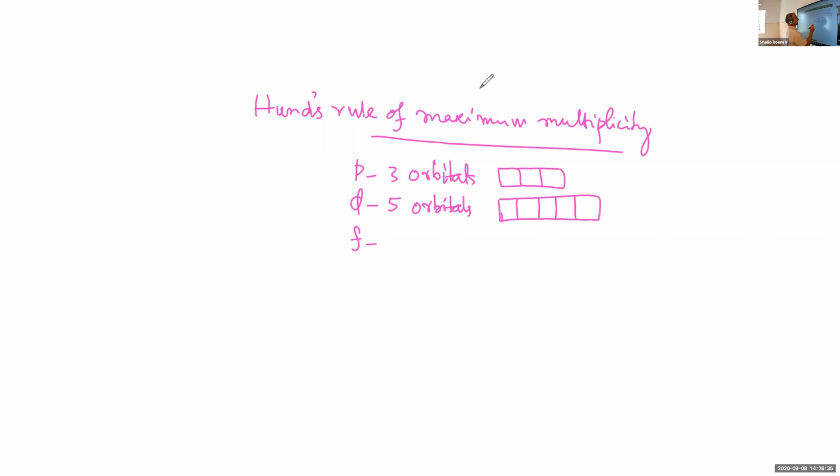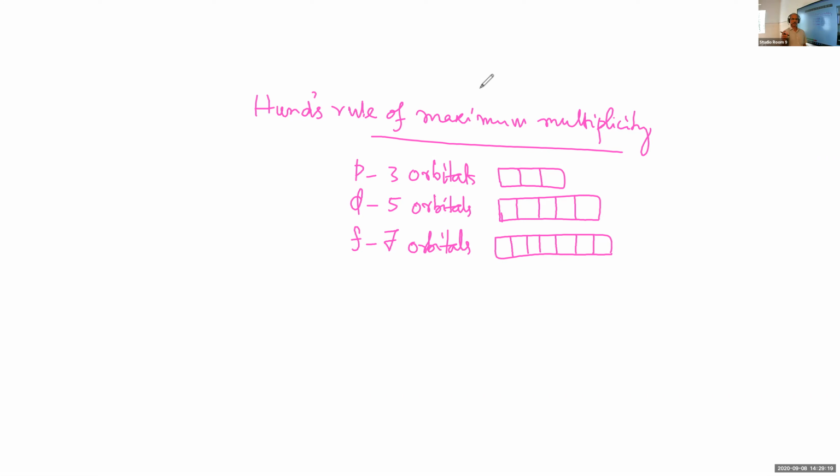Come to the f level. In the f level, there are 7 orbitals, and these 7 orbitals can be shown by means of 7 boxes like this. So each box represents an orbital. We know an orbital can accommodate a maximum of 2 electrons. The maximum capacity of an orbital is 2.